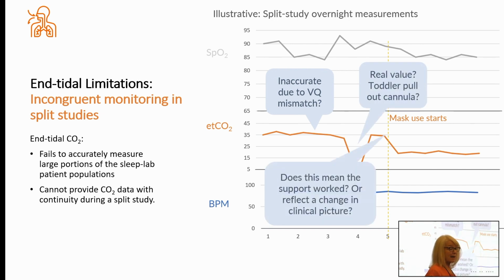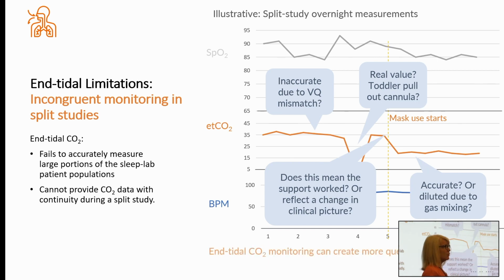Next, after mask use starts, we do see that CO2 drop, and we say, okay, great, the respiratory assist device is working. Or is it? Maybe you've got some gas mixing and air leaks, and that's causing a lower CO2 value because of that. So when you're using end-tidal to monitor through this type of study, you come up with more questions than you do with answers. The continuity of data really comes into question.